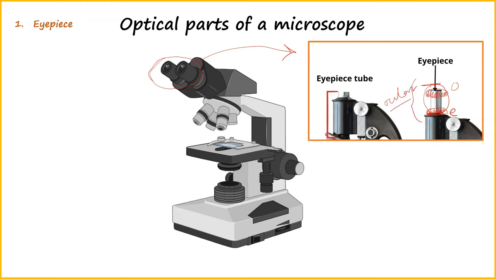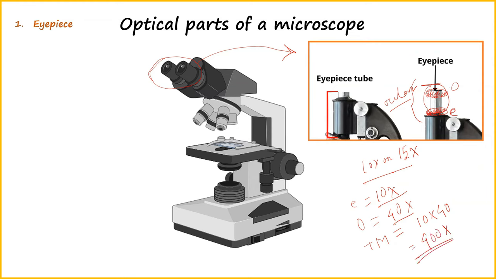The magnifying power of an ocular lens varies from 5x to 30x, but normally 10x or 15x magnifying power is used. To get the total magnification level, multiply by the magnification of the objective used. For example, if the eyepiece is 10x and the objective lens is 40x, then the total magnification will be 10 times 40, which is 400x.